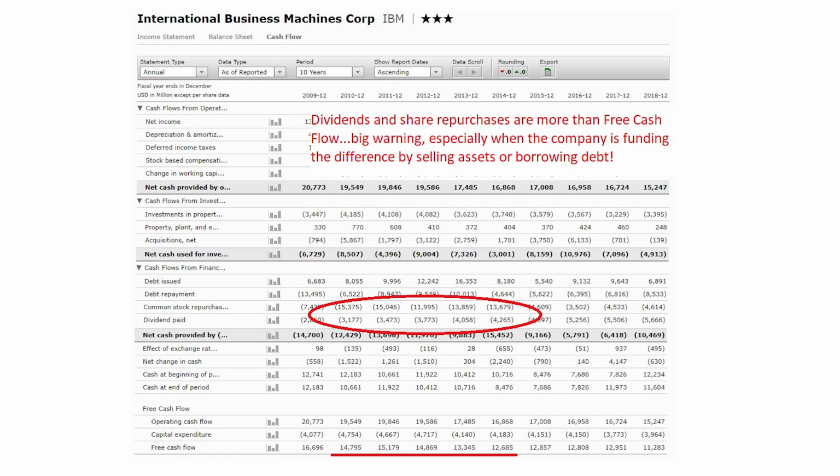If we go down to where it says common stock repurchased and dividends paid on that cash flow statement, we see that IBM was burning through about $18 billion in cash through the dividend and buyback each year.